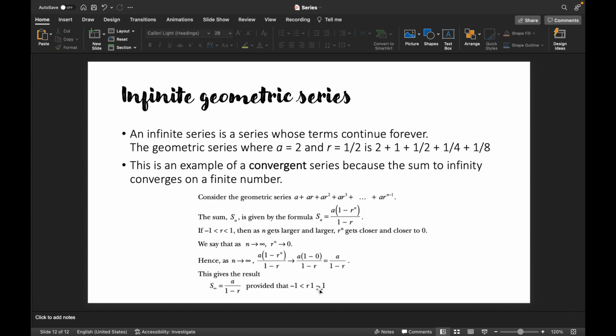Now you might be wondering why we can't find the sum of a divergent series. This is because consider that now r is 2. It will get bigger and bigger and bigger. So you can't really find a number because it doesn't converge to a finite sum. It will keep getting bigger and bigger as you find the terms. And therefore, this only works for a convergent series, or in our case, when r should be between -1 and 1.